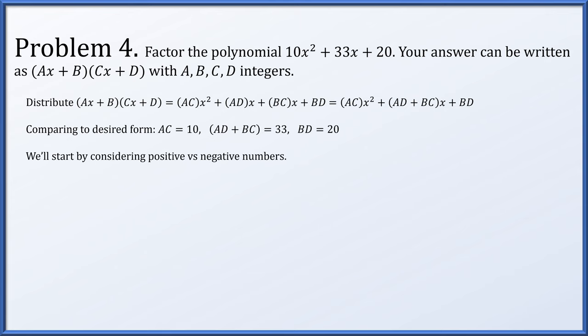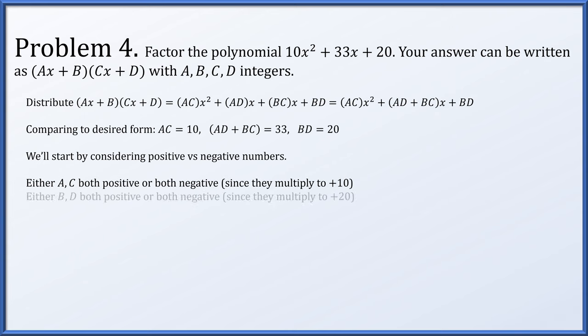So what we have to do is find a, b, c, and d to solve those three equations: a times c equals 10, ad plus bc equals 33, and b times d equals 20. We're going to start off by trying to figure out which of these numbers should be positive versus negative. Let's look first at a times c equals positive 10, means a and c must both be positive or possibly both be negative. So a and c have the same sign. They're either both positive or they're both negative. Similarly, b and d must either both be positive or possibly both negative because they multiply to positive 20.